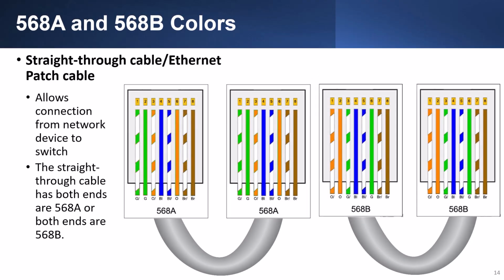A straight through cable, or Ethernet patch cable, allows connection from network devices to a switch. The straight through cable has both ends 568A or both ends 568B.